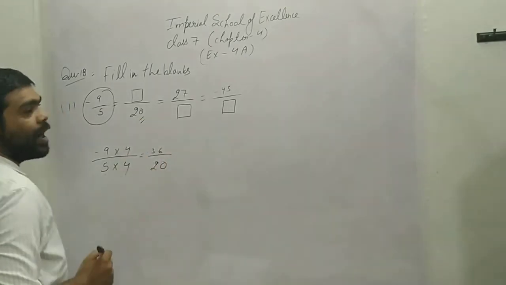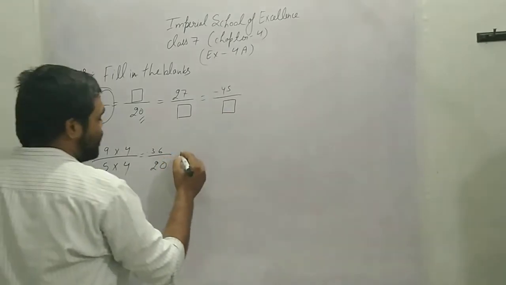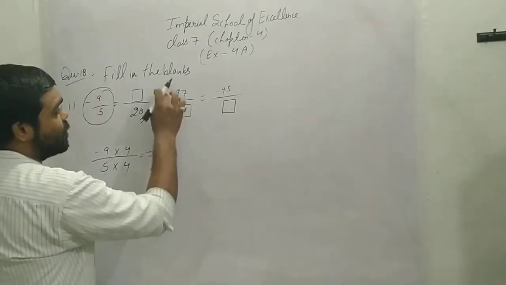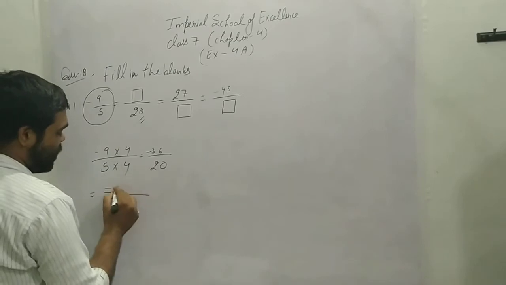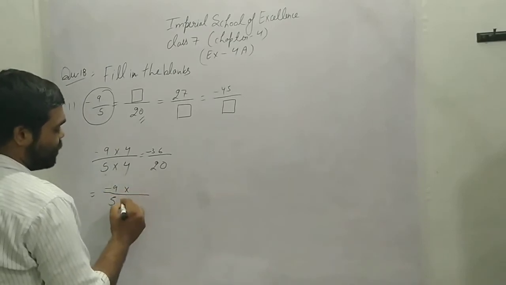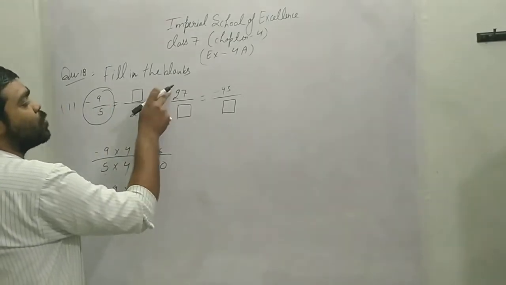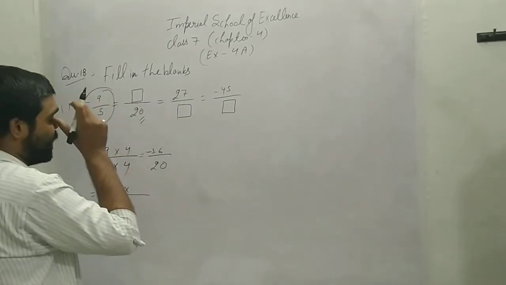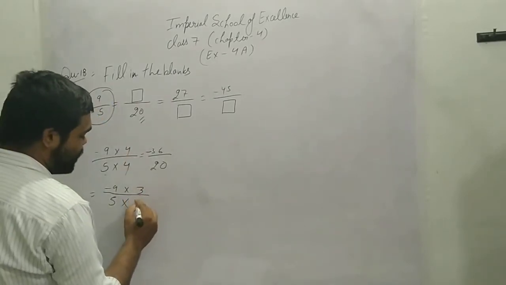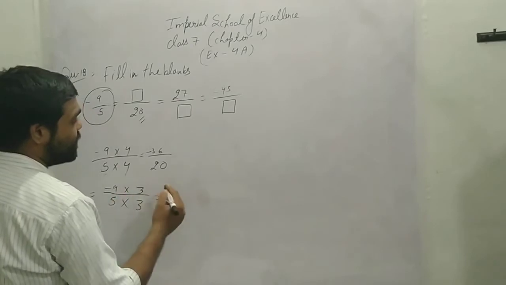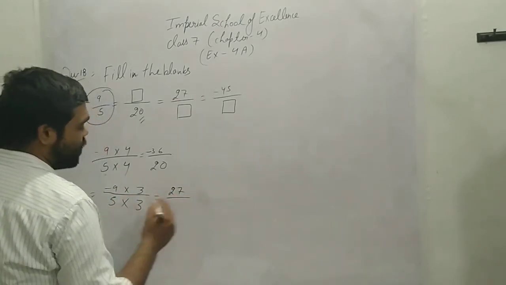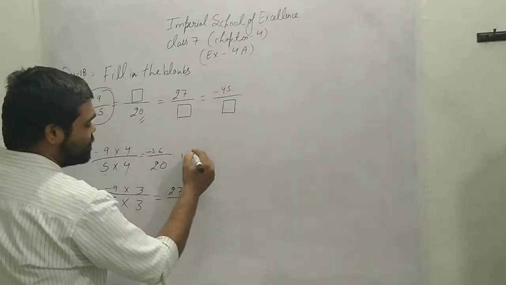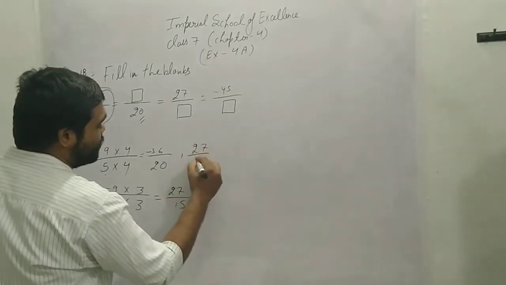20 is given here. Now next is given here 27 upon blank, the same -9/5 multiply. Now how many times does 27 come in the table of 9? It is 3 times. Multiply by 3. 9 3s are 27 upon 5 3s are 15. Second number is 27 upon 15.